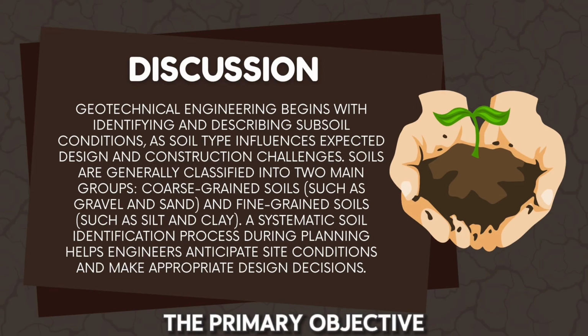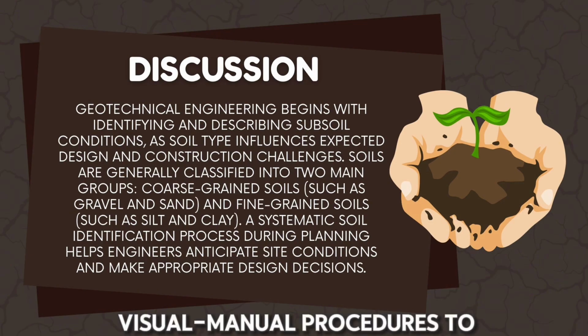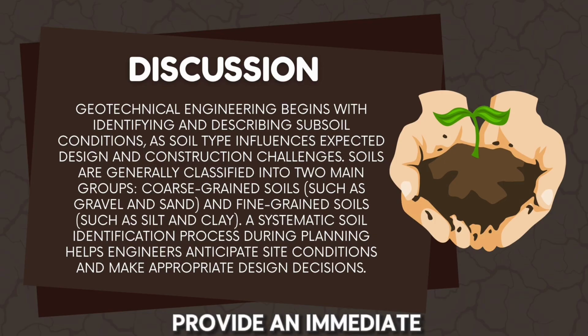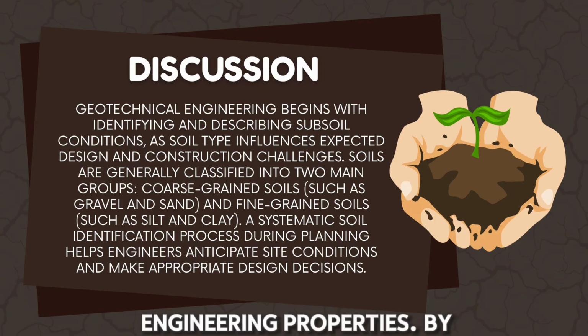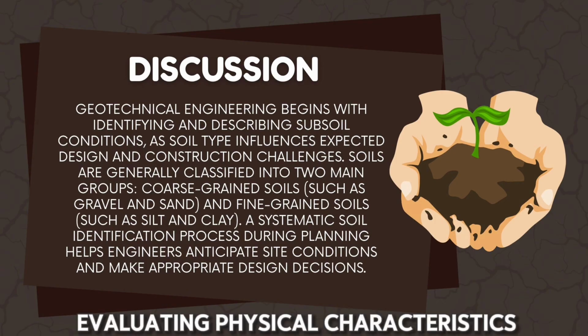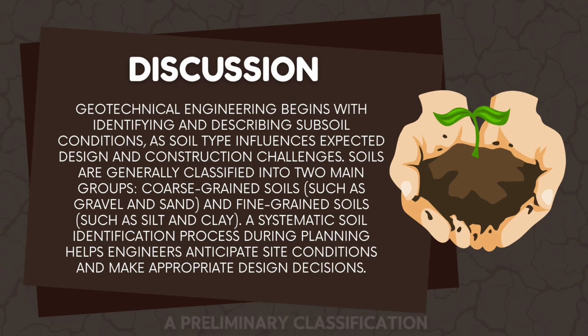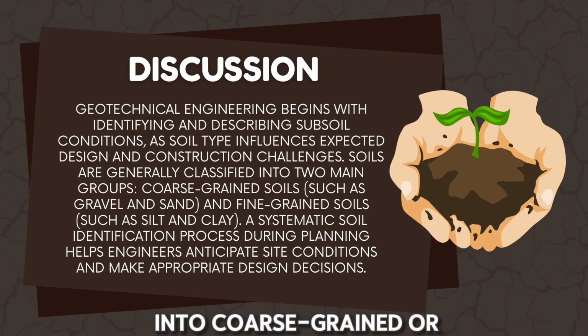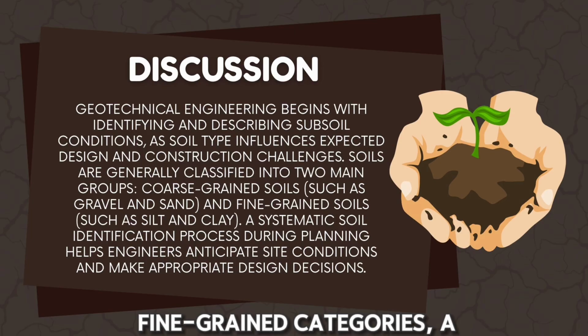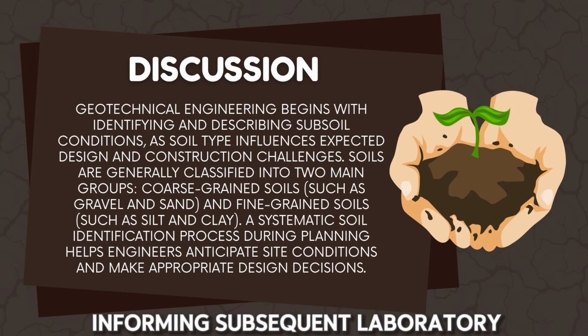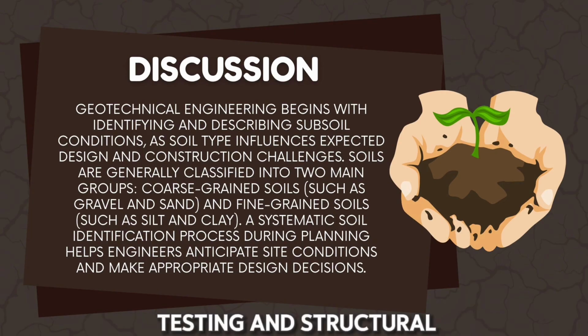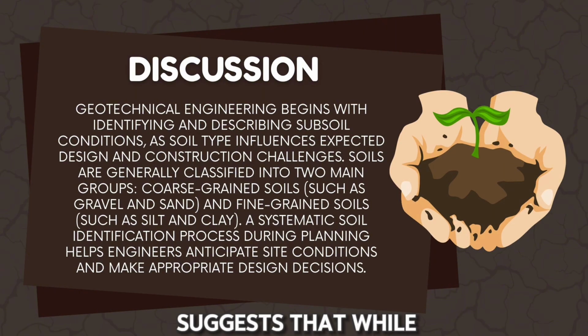The primary objective of this experiment was to systematically identify and categorize soil samples using visual-manual procedures to provide an immediate assessment of their engineering properties. By evaluating physical characteristics such as grain size, color, plasticity, and moisture content, this study facilitates a preliminary classification into coarse-grained or fine-grained categories, a process essential for informing subsequent laboratory testing and structural design.